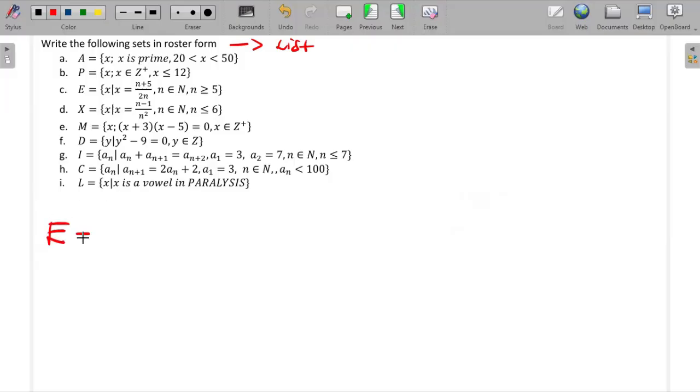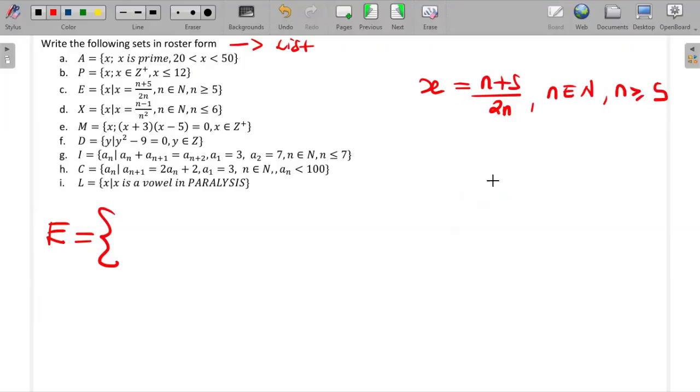So they're saying this set E is the set of all x such that x is equal to this formula, n plus 5 divided by 2n. And this n is a natural number, and this natural number should be greater than or equal to 5. Now the set of natural numbers, as I said, are just counting numbers. So it starts at 1, 2, 3, 4, 5, 6, 7, 8, and so on. This is the set of natural numbers.